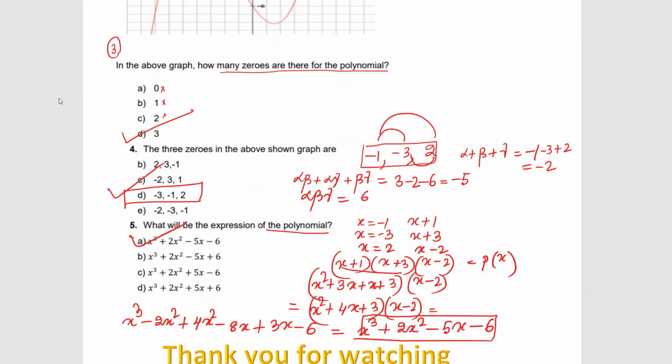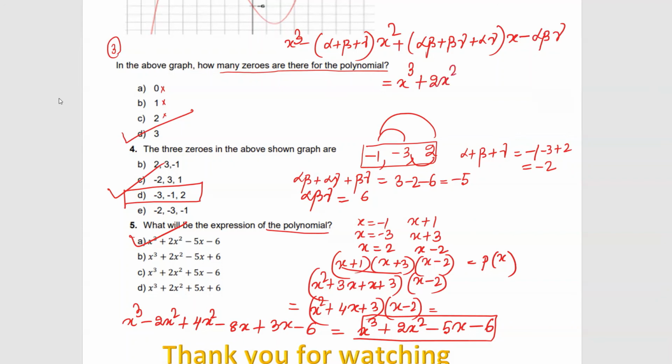Then write the equation. What is the equation? Just I'm writing here: x cube, this is a cubic, minus alpha plus beta plus gamma into x square plus alpha beta plus beta gamma plus alpha gamma into x minus alpha into beta into gamma. So it will be x cube plus 2x square minus 5x minus 6. So A is the answer.